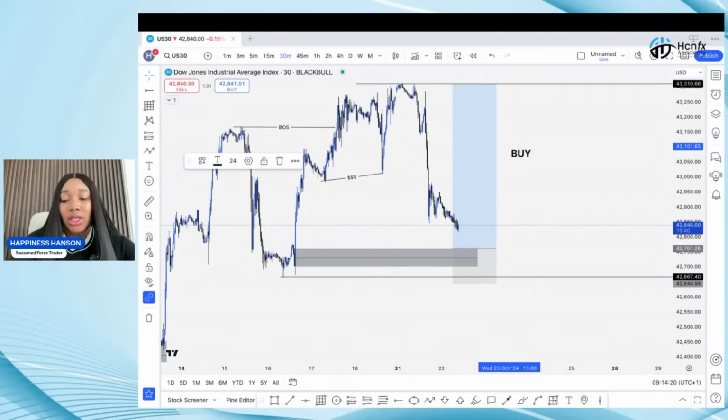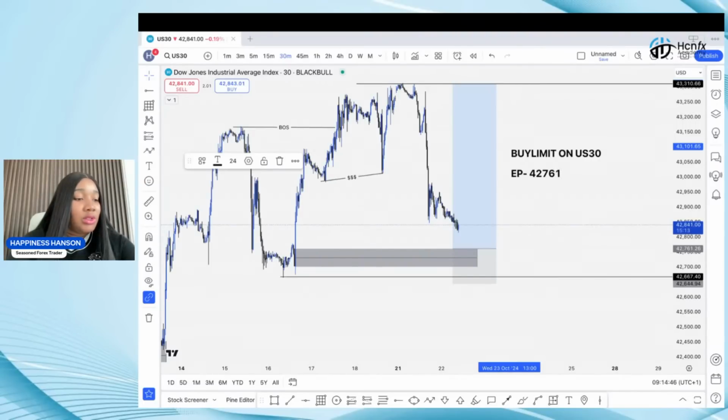So for the US 30, let's see how this trade is going to go. We have every reason to buy, so there's no panic. So it's a buy limit on US 30. Entry price is at 42761.